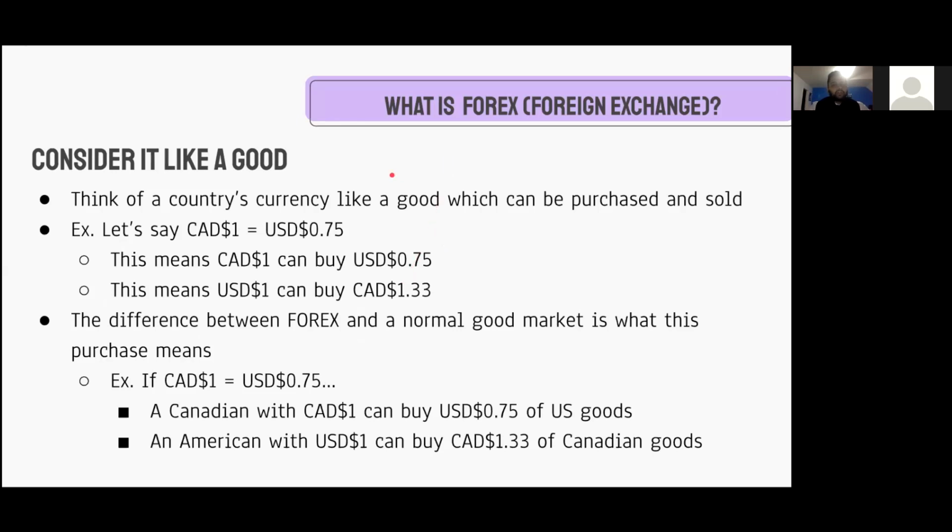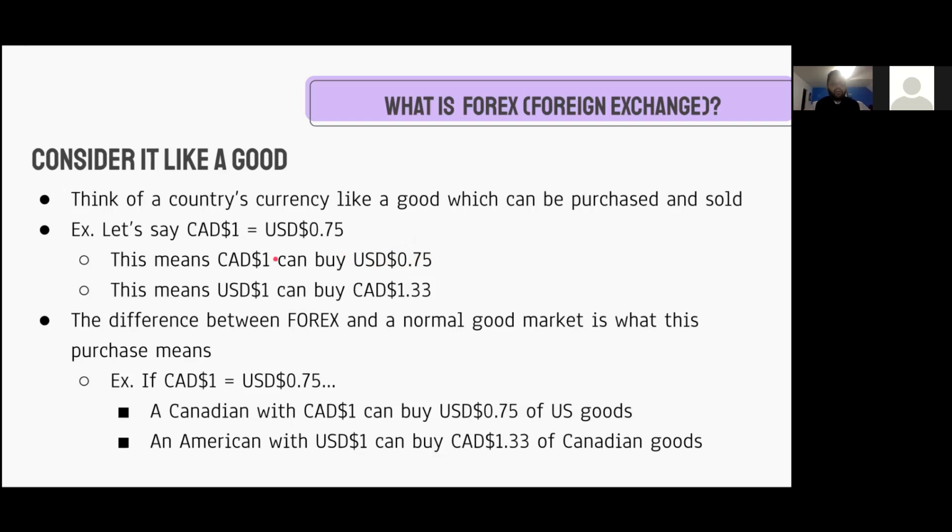But money is just like a regular good. A currency is like a good that can be purchased or sold. So if we look at the Canadian dollar, which at the time of this presentation was worth 75 American cents. This is not the case anymore, but that's okay. What this means effectively is that if you have one Canadian dollar, with that Canadian dollar you can buy 75 cents of American dollars, just as if the American dollar was a good.